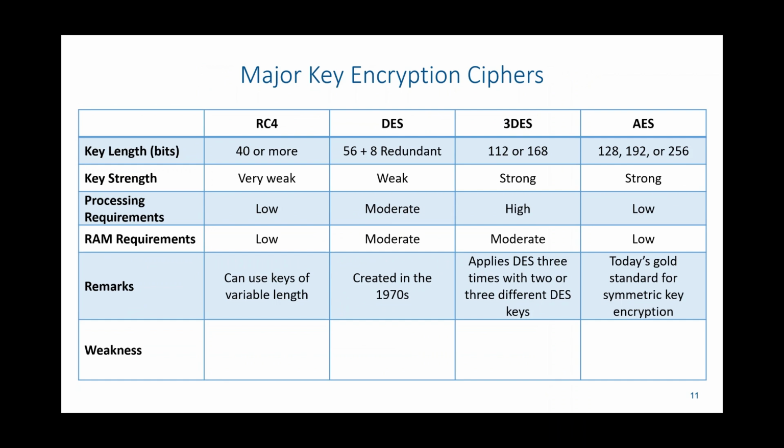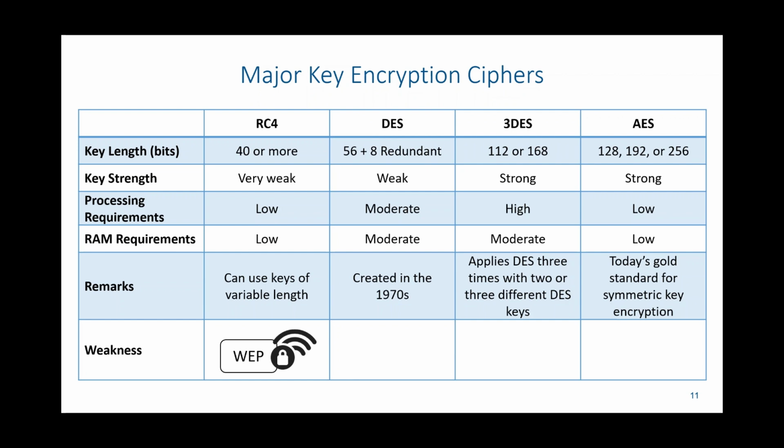So here are some of the major symmetric encryption ciphers. Some of these are outdated and should no longer be used. For example, ARC4 was 40 or more bits. It had a very weak key strength. However, the good thing was that the processing and RAM requirements were low. But the weakness of it is that it was used in WEP, which is the initial encryption standard that we had for Wi-Fi. And it was so weak that people could crack the key in such a short amount of time to be able to gain access to individual networks. Luckily, now we have WPA2 and WPA3 is on the horizon.